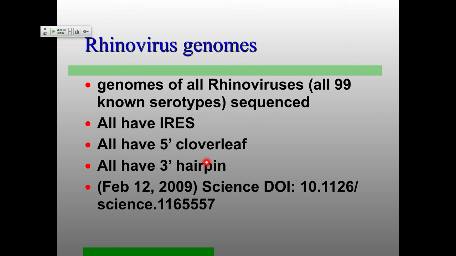Interestingly enough, they don't all have 3' poly A tails. Many of them have hairpin-like structures, and probably that's protecting the genome a lot like what you see with the tRNA-like structures that we have in plant viruses. And this was written up a couple of years ago now.